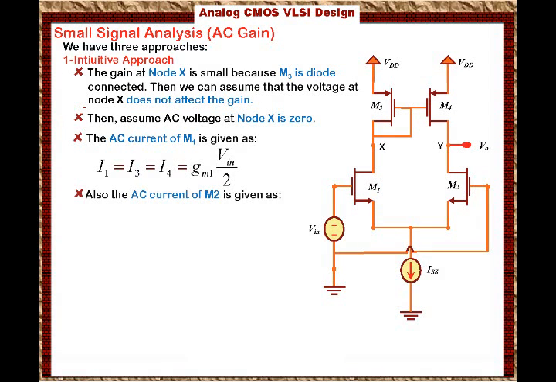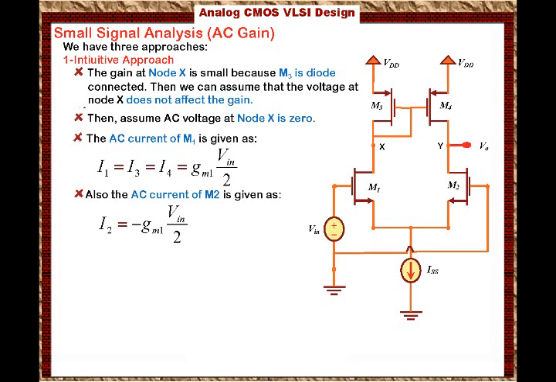Also, the AC current of M2 is given as I2 equals minus gm1 times Vn over 2. So we are looking at this transistor and we're saying that the AC current in this transistor is minus gm1 times Vn over 2. Why the minus sign? Remember when we used the half circuit symmetry, we said that transistor 1 has Vn over 2 and transistor 2 has minus Vn over 2. That's why we have the minus sign here, because by half circuit symmetry, the differential voltage at M2 is minus Vn over 2.